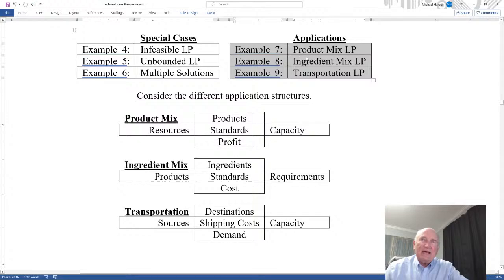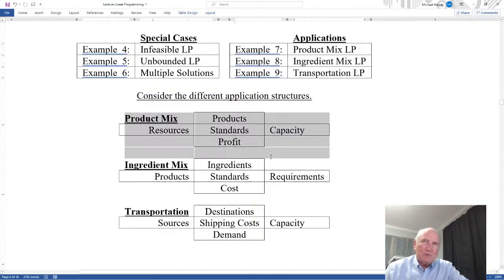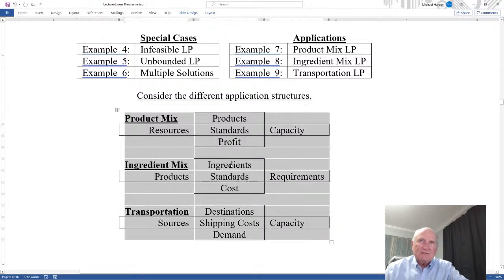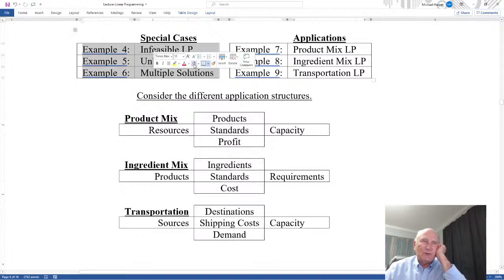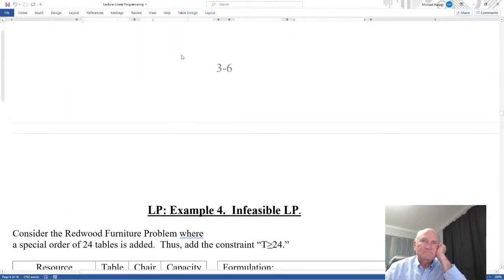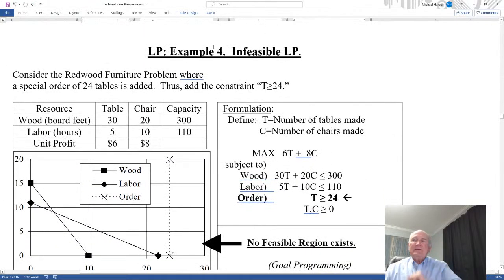Now when I do the applications here, I'm going to focus on the structure of the problem. Well, the structure is the same, but the definition of the matrix, the definitions in here are different. That's how you identify or define the problem, by the structure of the problem and the definitions of the terms within the table. So let's start with the special cases real quick. Okay. Infeasible LP.